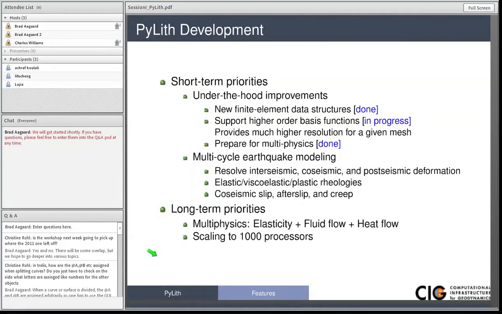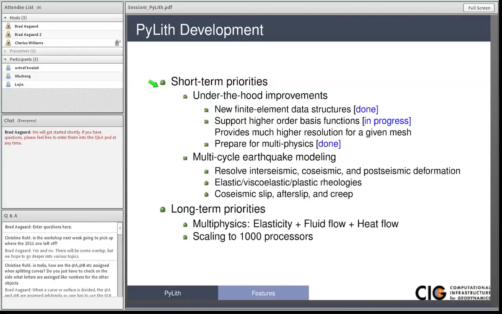Where Pilot is going, we're hoping to have version 2 available for this workshop. We're still finding some bugs, and so we didn't want to release it quite yet, but we hope to release it within the next few weeks. We may stick in some additional features that may take a little longer, so we may not release it till sort of the end of the summer.